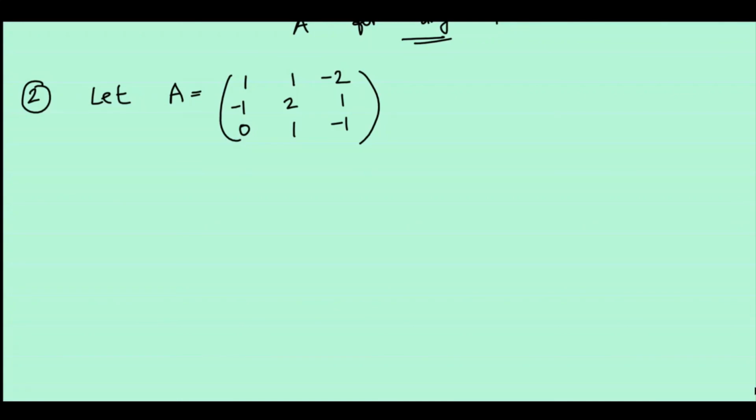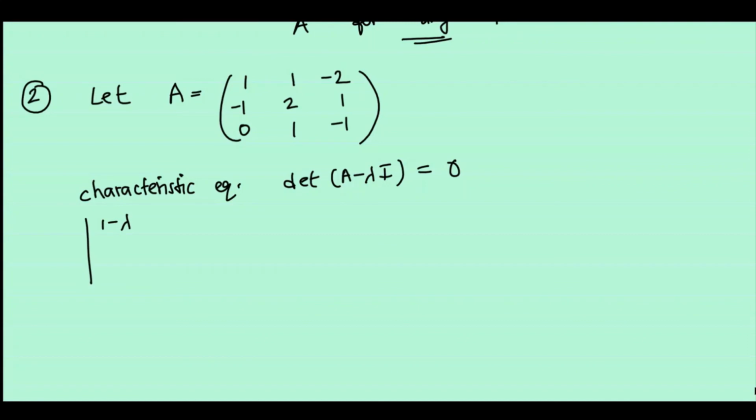Now we have to find the characteristic equation. So the characteristic equation, as we have discussed in the previous sessions, is the determinant of A minus lambda I equal to 0. So this implies the determinant of the matrix 1 minus lambda, 1, minus 2, minus 1, 2 minus lambda, 1, 0, 1, minus 1 minus lambda, is equal to 0.